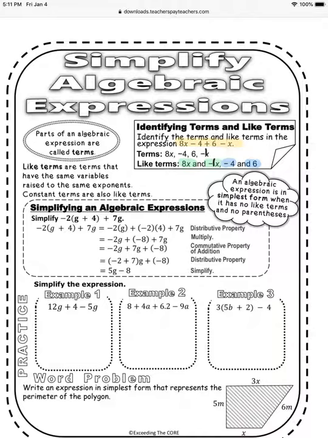Okay, again, parts of an algebraic expression are called terms. And in order to simplify algebraic expressions, we combine like terms. Like terms are the terms that have the same variables raised to the same exponent.